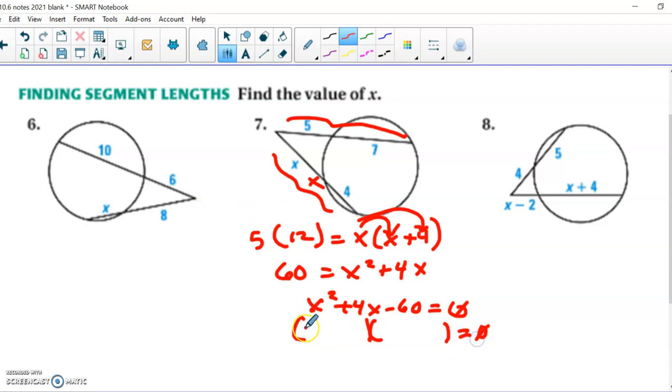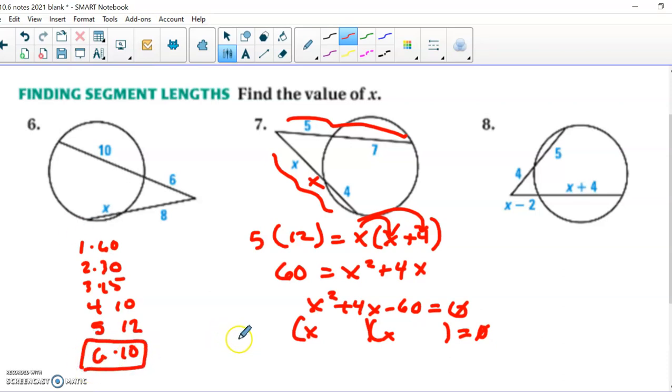So we're looking for two numbers that when we multiply them, we get 60. When we subtract them, we get positive 4. So if you want to just start at the beginning, 1 times 60, 2 times 30, 3 times 15, 4 times 10, 5 times 12. Let's see, we're looking for a difference of 4. And how about 6 times 10? Boom, there we have it. 6 times 10 has a difference of 4.